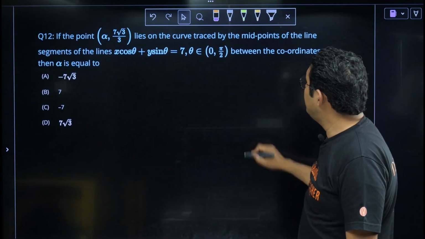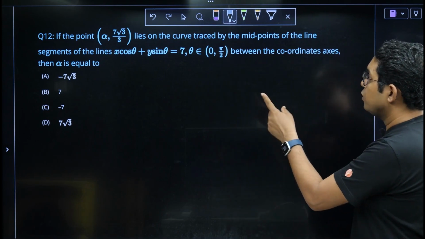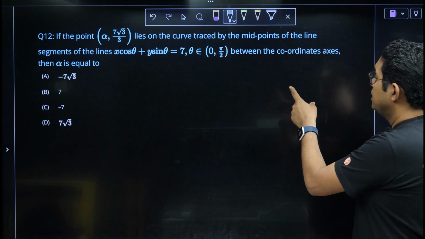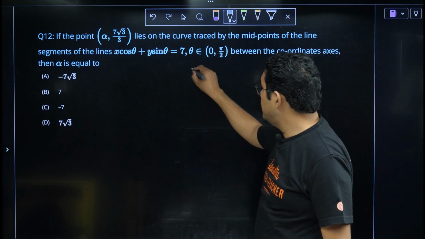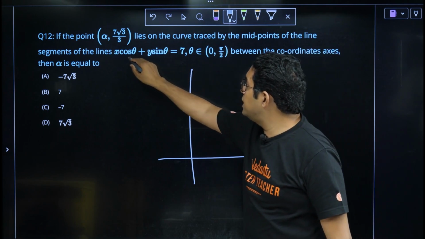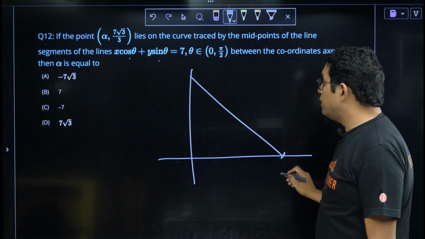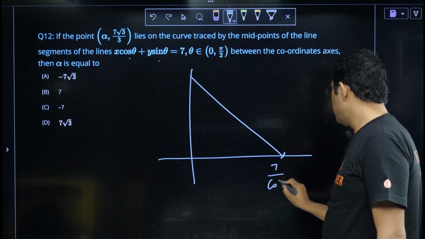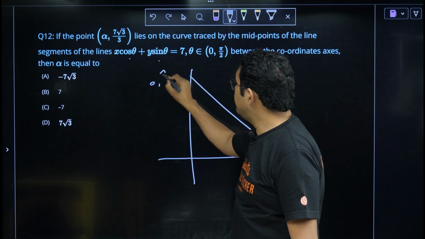Coming to question number 12, it says if the point lies on the curve traced by the midpoints of the line segment of the lines, theta belongs to 0 to pi by 2, between the coordinate axes, then alpha is. See, if theta is within 0 to pi by 2, cos theta and sin theta both will be positive. So the x intercept and y intercept will also be positive. This will be 7 upon cos theta, 0, and that will be 0, 7 upon sin theta.